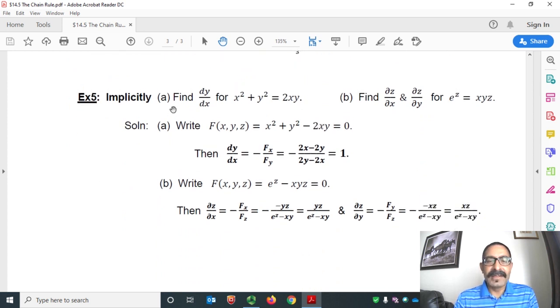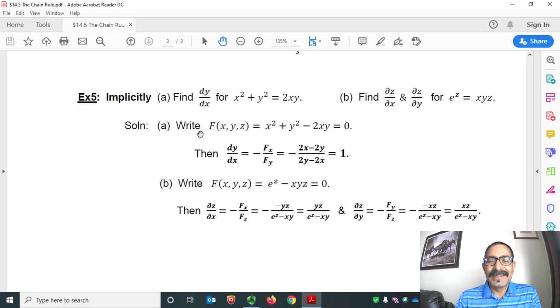Part A: implicitly find dy over dx for x squared plus y squared equals 2xy. Part B: find del z over del x and del z over del y for e^z equals xyz. So part A is for a function of 2 variables, part B is for a function of 3 variables. Solutions. First, let's do part A.